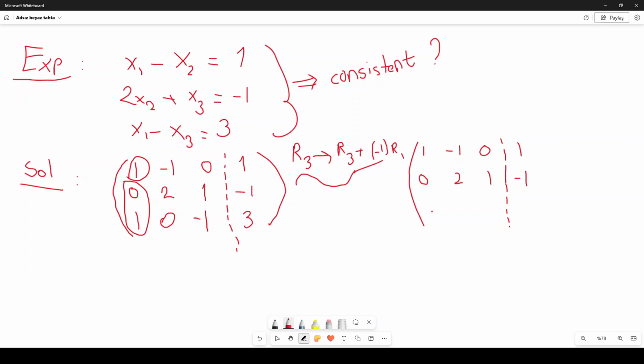And how about the third row? Right, what it is that this is 0, right? So this is 1, this is minus 1, and this is 2. Okay, so below the first pivot element we have what we want to have, and let's continue with the second pivot element.